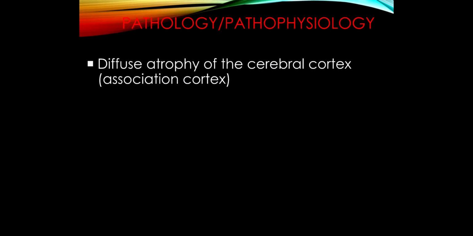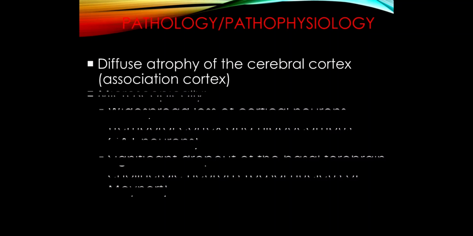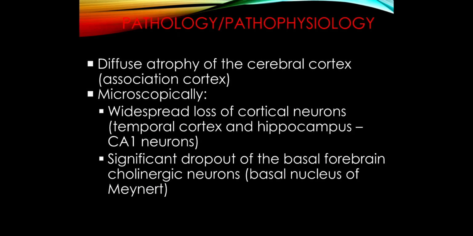Now, in terms of the pathology, we get diffuse atrophy of the brain, especially in the association cortex areas. And microscopically, we just have a dropout of cortical neurons, but especially in the temporal lobe and especially involving the hippocampus. And if we kind of drill down in the hippocampus, the CA1 neurons are especially affected.